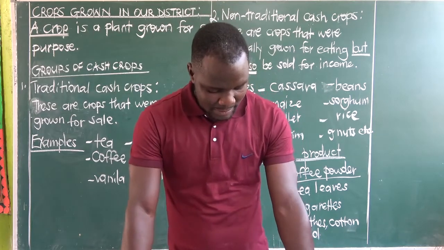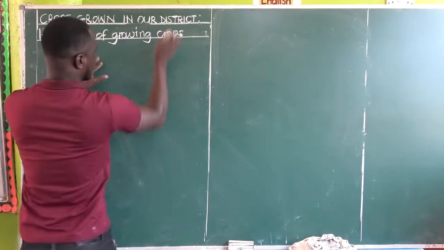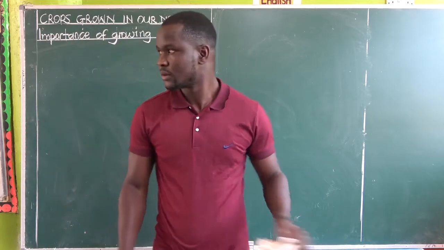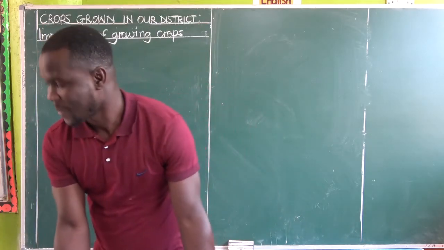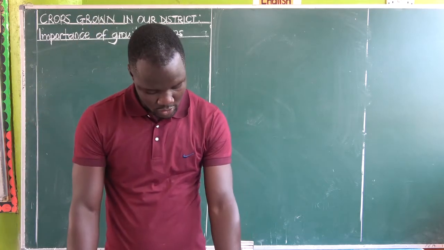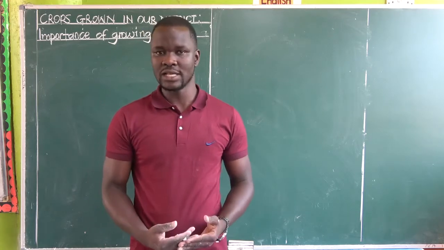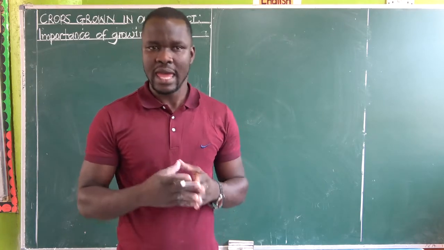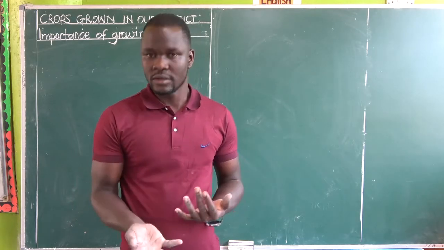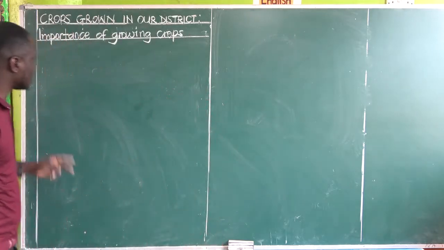And then we have the importance of growing crops. That is where we want to head to. So we are moving to the importance of growing crops. The first one, of course, we need to note when we're introducing our lesson: we say a crop is a plant grown for a purpose. And we say the purpose can either be to eat it or to sell. So we are having already two answers there when it comes to this heading.